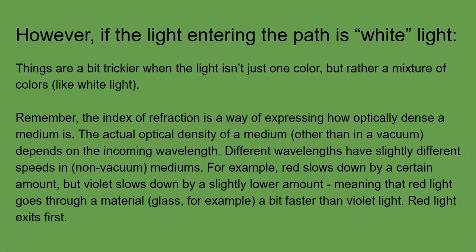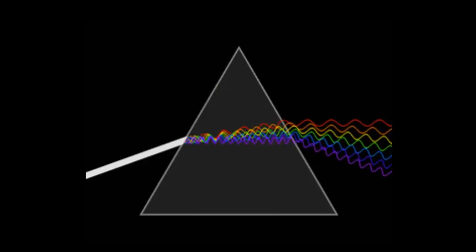But why is that? Well, here's something that's kind of strange. The index of refraction is, again, a way of expressing how optically dense a medium is. The actual optical density of a medium, other than in a vacuum, depends on the wavelength. There are different wavelengths that have slightly different speeds in non-vacuum mediums. So red slows down by a certain amount, but violet slows down by a slightly greater amount. And that means that red light goes through a material like glass a bit faster than violet light. Red comes through first. And you end up getting something kind of like this.